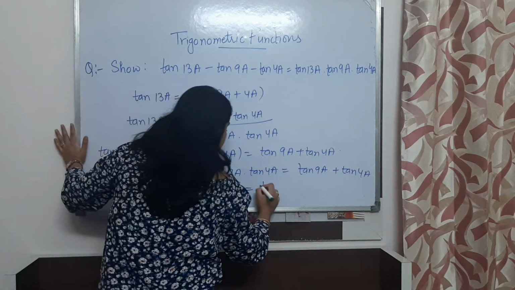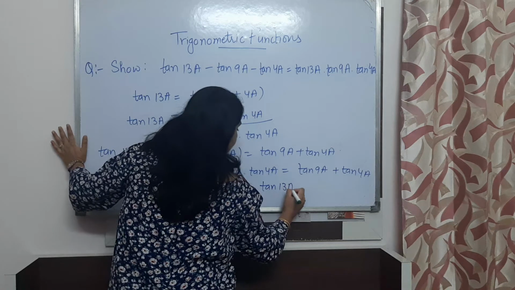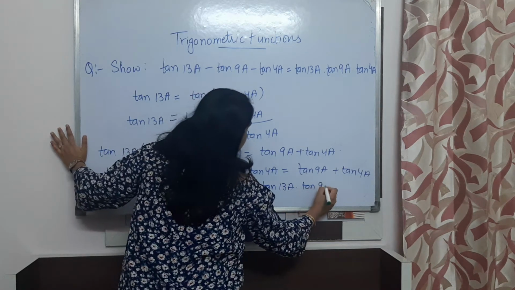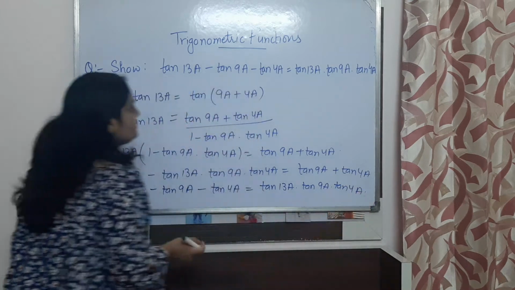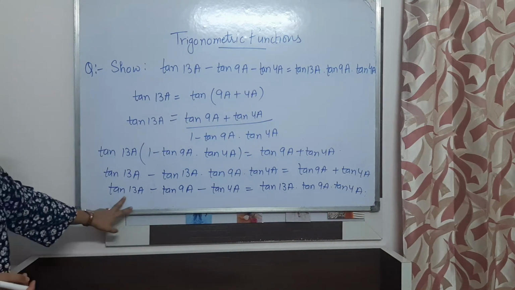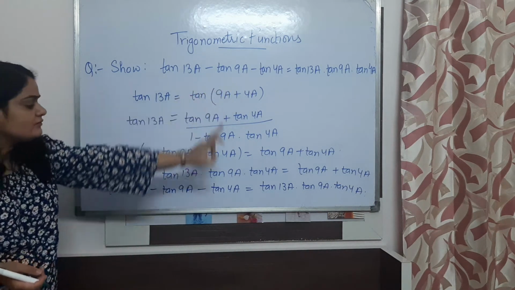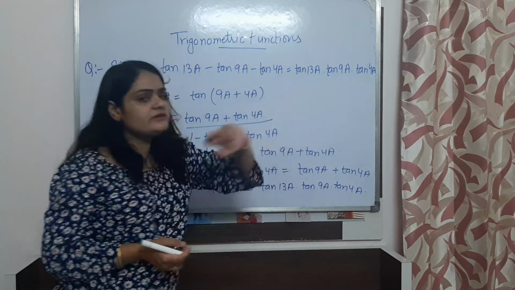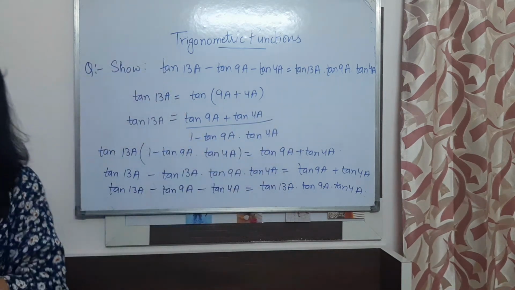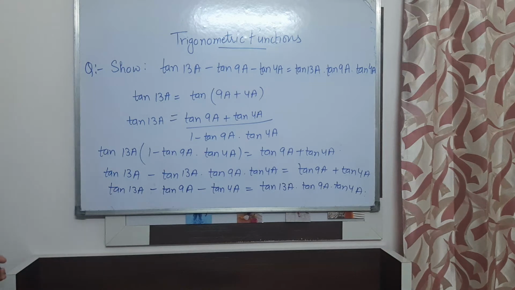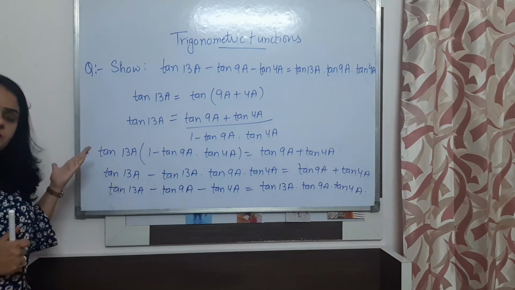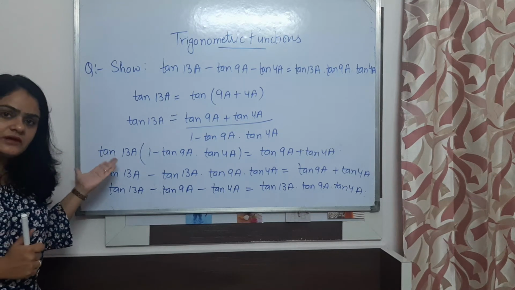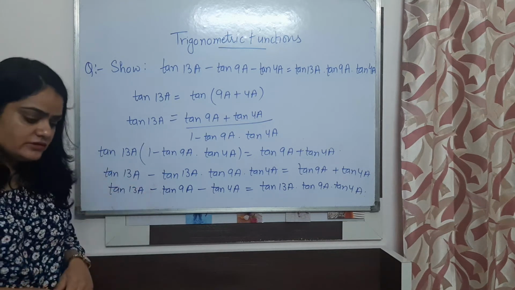When it goes to the other side, it becomes positive. But you are watching that this is the statement that you wanted to prove: tan 13a minus tan 9a minus tan 4a is equal to the multiplication of all three, tan 13a tan 4a tan 9a. So this is the same thing that we wanted to prove.